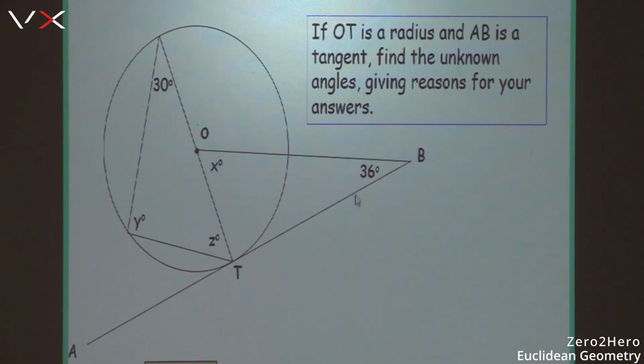Because when I add these three, I'll get 180. So x will be then 54. 54 plus 36 plus 90 will give me 180. The sum of interior angles of a triangle. I've used the fact that I've got a tan radius and the sum of angles in a triangle. This is a radius and a tangent.